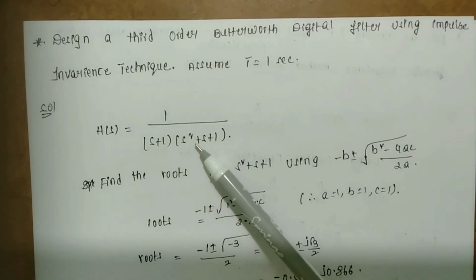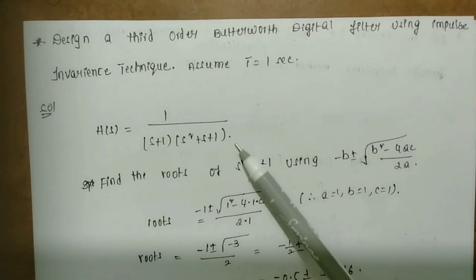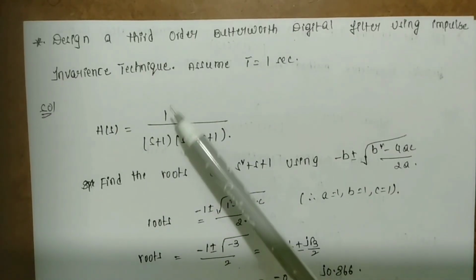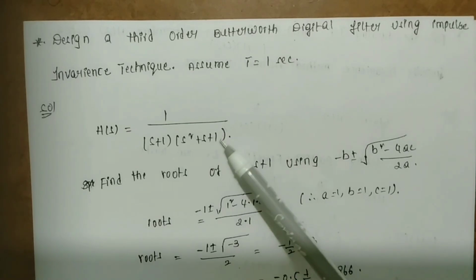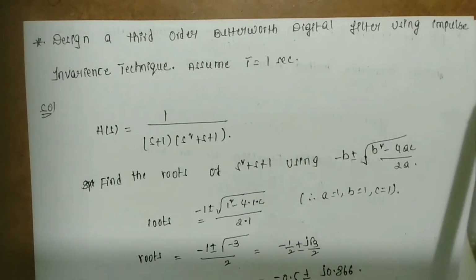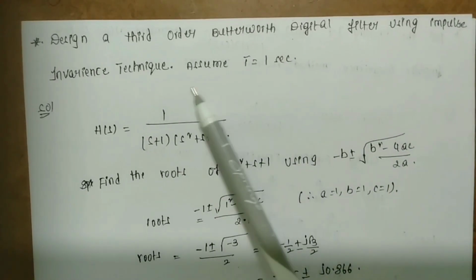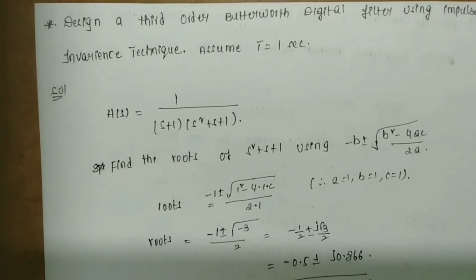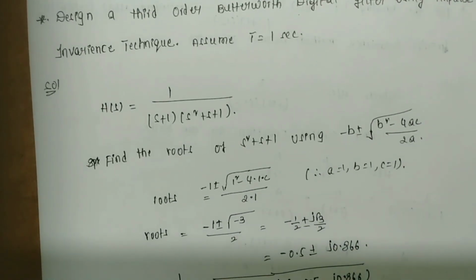(s + 1)(s² + s + 1). This is the Butterworth polynomial of the denominator, so the total H(s) is 1 / ((s + 1)(s² + s + 1)). Now H(s) we have obtained. The target is to convert this H(s) into H(z). To do that, we have to split the entire H(s) into a sum of individual poles, and for that I have to apply partial fractions.